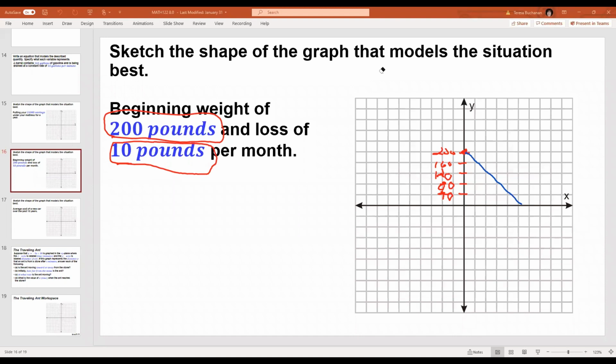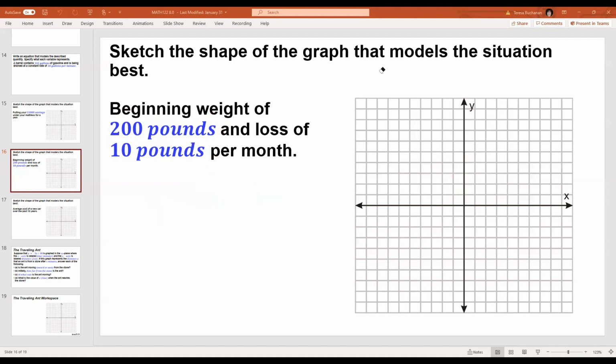I could also write the equation for this, because the loss of 10 pounds per month is exactly like the tank of gasoline. 200 pounds minus 10 pounds per month. If x is the number of months and y is the total pounds, this would be the equation for it. And here we see again a negative slope.